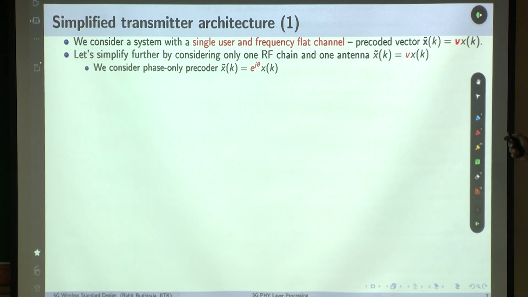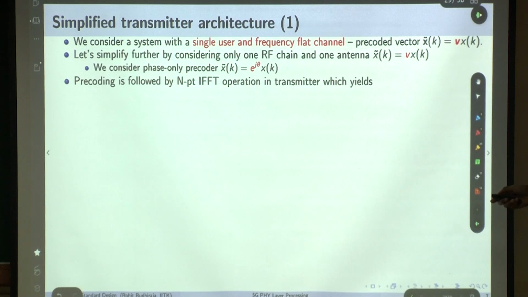So what have we done? The precoder is constant across all the subcarriers. This assumption is one RF chain and one antenna. So V into X of k, and I am saying that V will be a phase only precoder. This assumption I will relax, but we will stick to this for now. So what are we saying? Now, earlier in the last slide, where was this precoding being done?